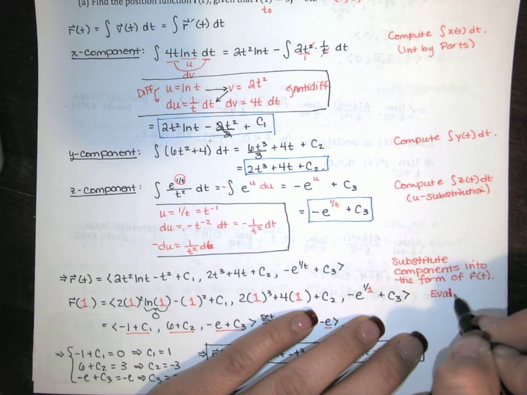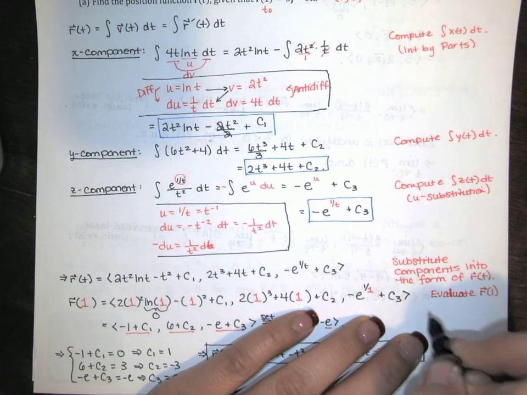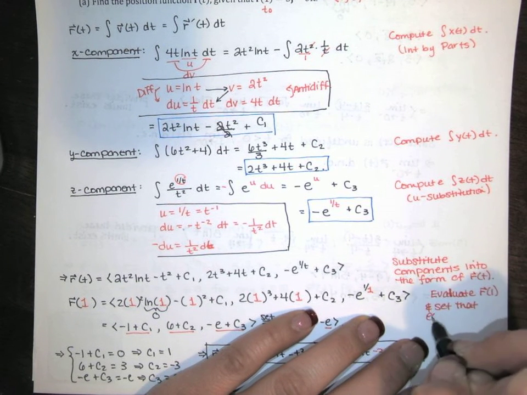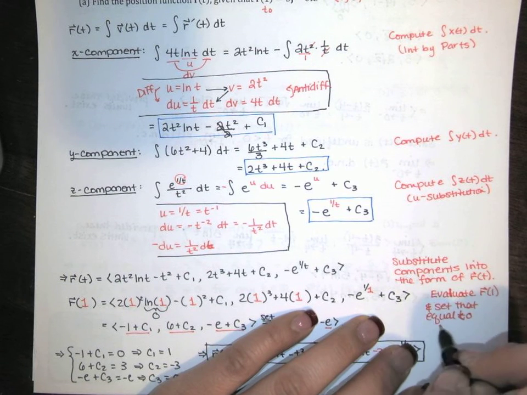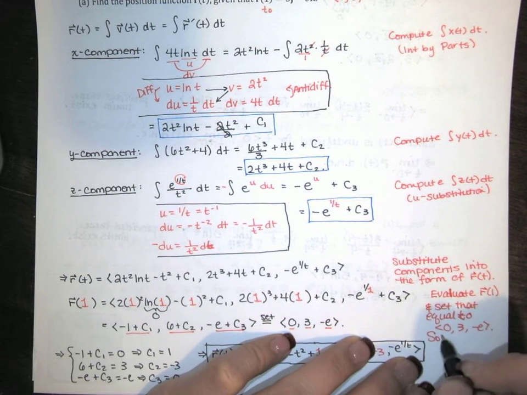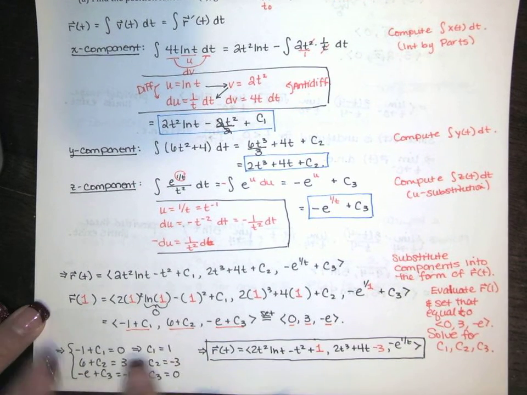Oops, evaluate, I don't know why I put a line through that. Evaluate r of 1 and set that equal to the given r of 1, which was 0, 3, and negative e. Then you solve for c1, c2, and c3. That's what we did over here.